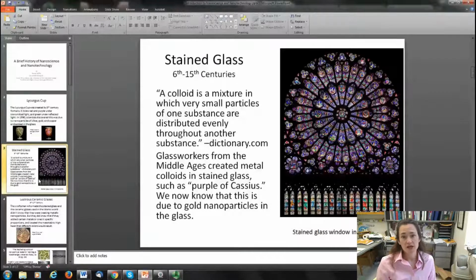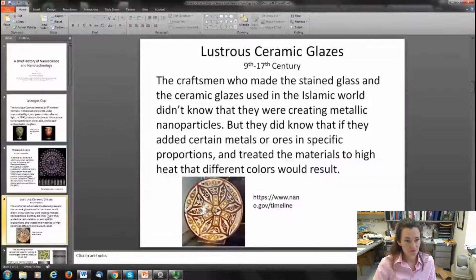Now, a colloid is a mixture in which there are very small particles of one substance that are distributed evenly throughout another substance. And so a metal colloid in the stained glass has metal nanoparticles. In particular, the purple of Cassius, which is this beautiful purple color that you can see in the stained glass window in Notre Dame, is due to the gold nanoparticles that are present in the glass.